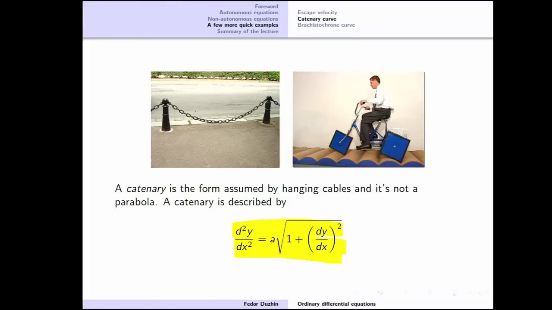So in other words, if you introduce a new variable, say u is dy dx, then the left hand side is the second derivative of x, which means it is du dx, and the right hand side is a times square root of 1 plus u square. So we can convert it to a first order differential equation. It is separable, and then you can solve it. So I suggest that you try to solve it to see that you will get the right shape.